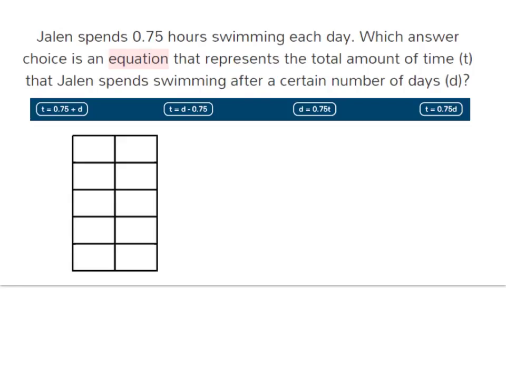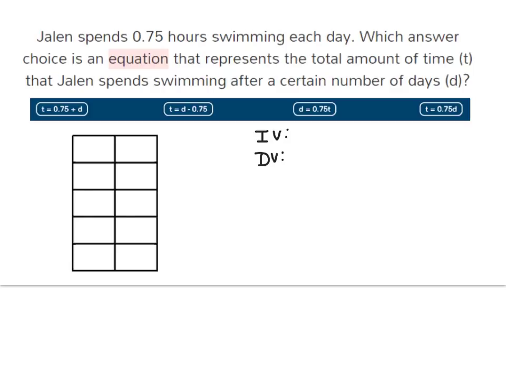For problem 1, it says, Jalen spends 0.75 hours swimming each day. Which answer choice is an equation that represents the total amount of time, t, that Jalen spends swimming after a certain number of days, d? So let's go ahead and identify two things. Let's identify our independent variable and our dependent variable.